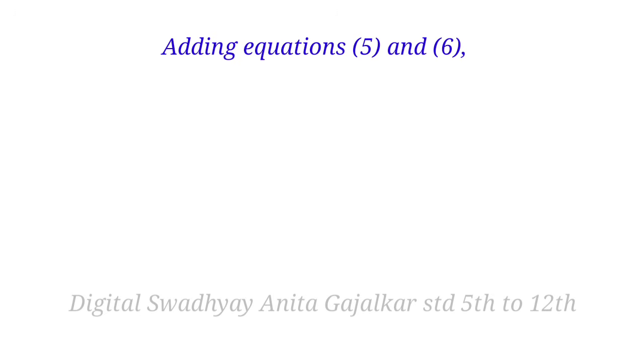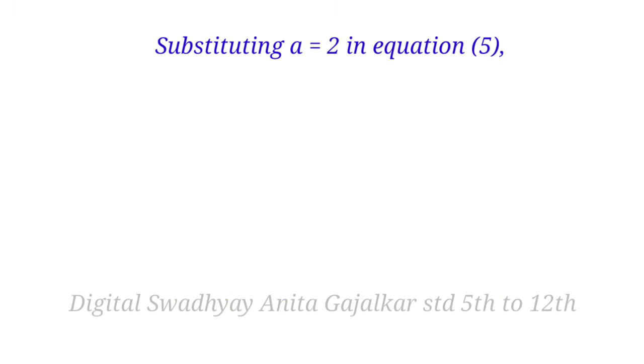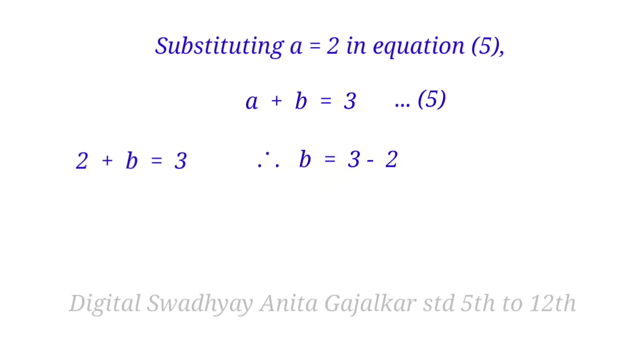Adding equations 5 and 6, a plus b equal to 3 plus a minus b equal to 1, 2a equal to 4, therefore a equal to 4 by 2, therefore a equal to 2. Substituting a equal to 2 in equation 5, equation 5 is a plus b equal to 3, 2 plus b equal to 3, therefore b equal to 3 minus 2, therefore b equal to 1.